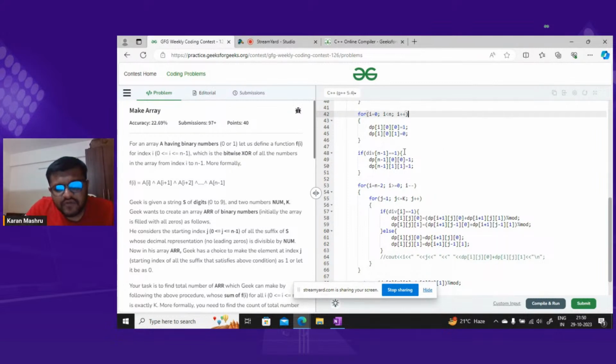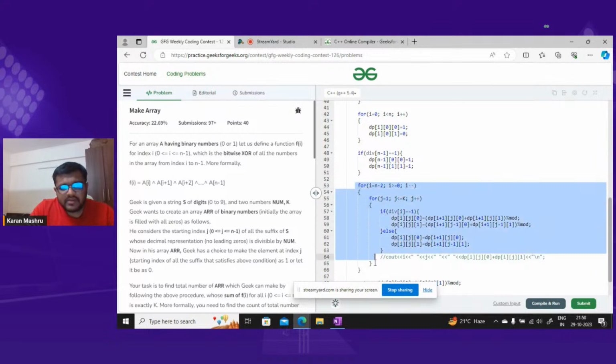So if division of n minus 1 equals to 1, then I have two possibilities, either to place 1 at last position or to place 0 at last position. So dp of n minus 1, 0, 0 is 1. If I want summation f value to be 0, starting with last index, there is only one suffix. And if I place 0 at that place, there is only one possibility. And if I want the summation f value to be 1, and placing 1 at the last position, then also there is only one possibility. Okay. Now I will fill the remaining table.